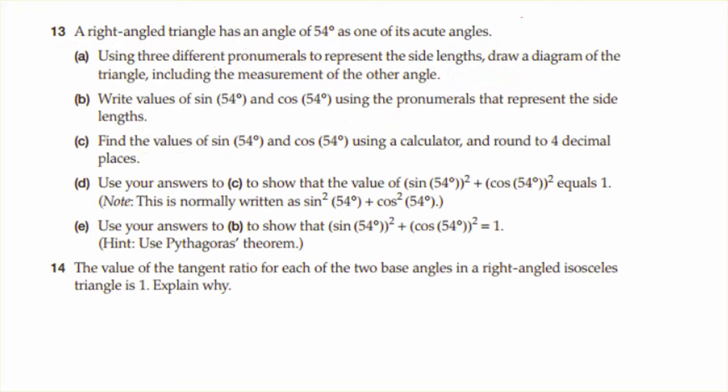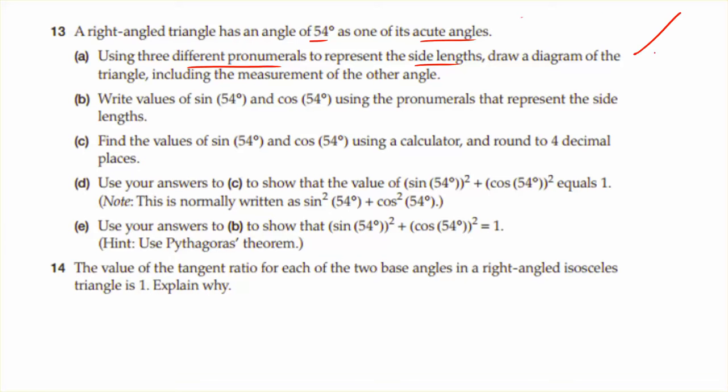Okay, so we'll go to question 13. A right-angled triangle has an angle of 54 degrees as one of its acute angles. Using 3 different pronumerals to represent side length, draw a triangle. So we'll draw a diagram of a triangle using the measurements, including the measurement of the other angle.